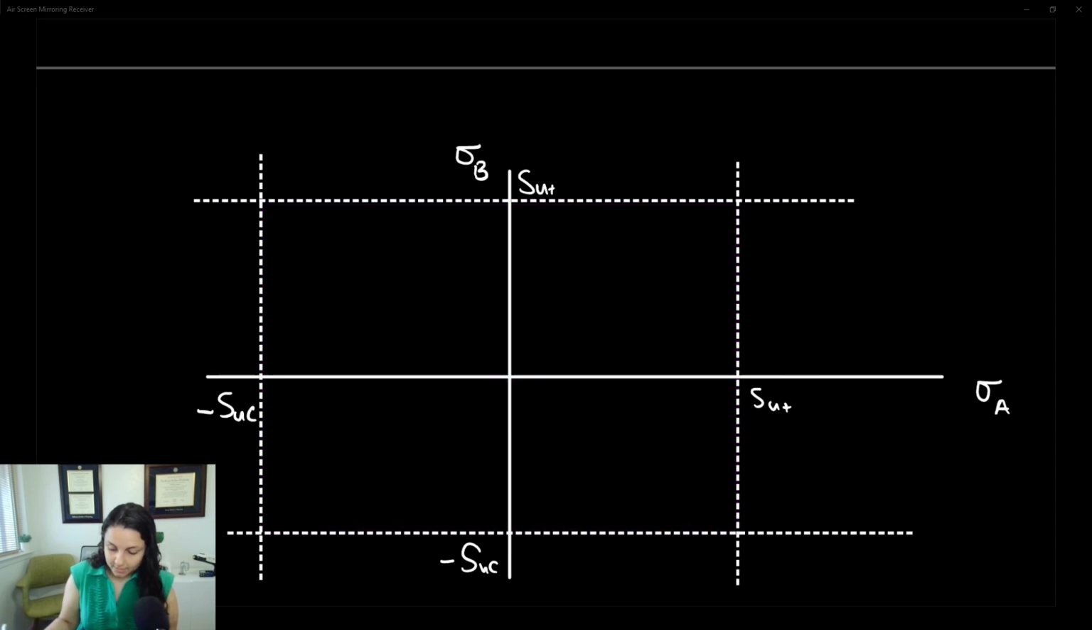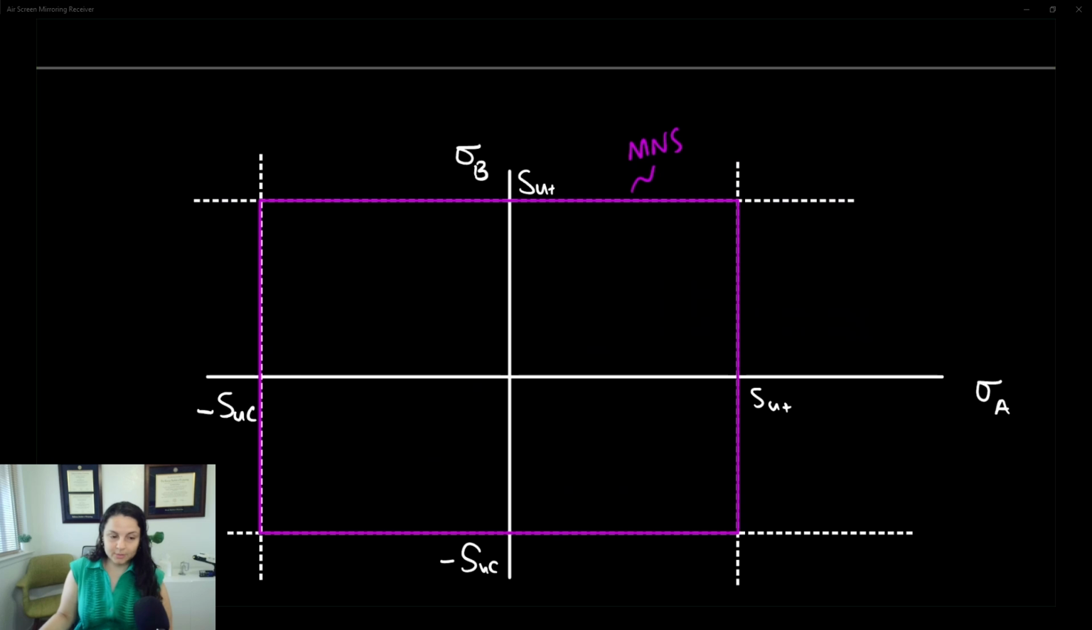Alright, so this was our maximum normal stress theory right here. There's maximum normal stress. Move that over actually. It'll be less confusing if it's over here. Alright, now let's take a look at some of these other theories.